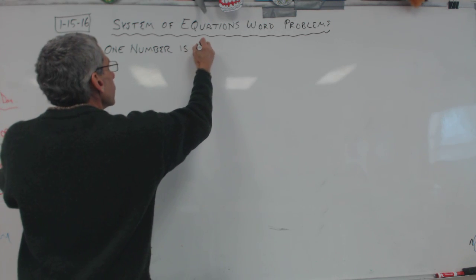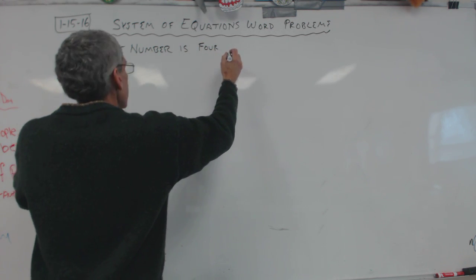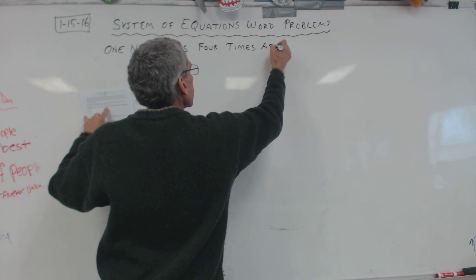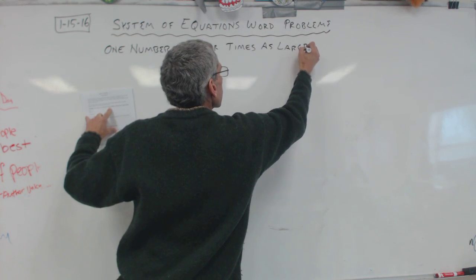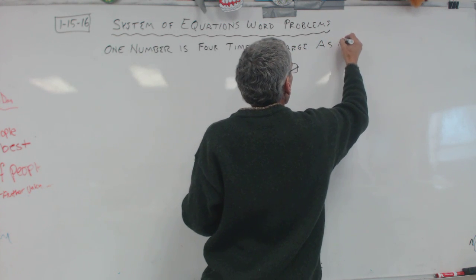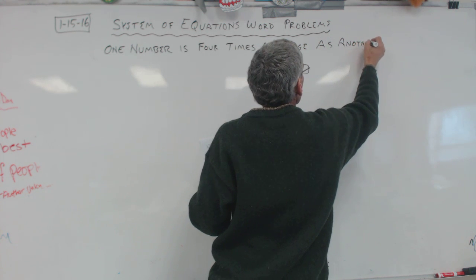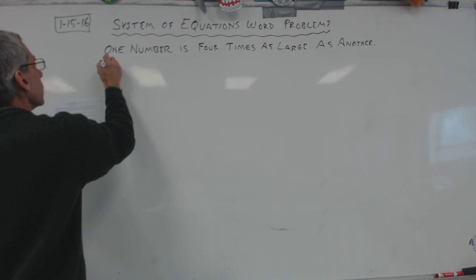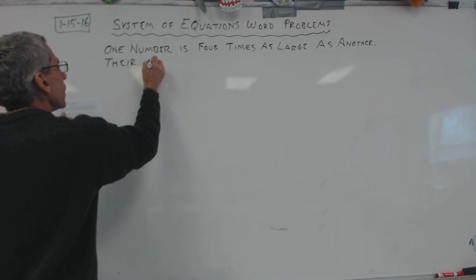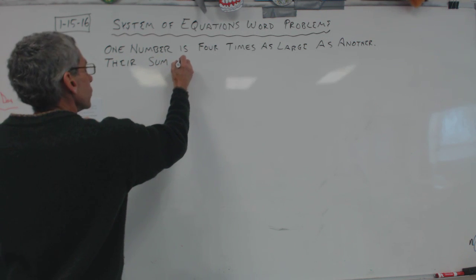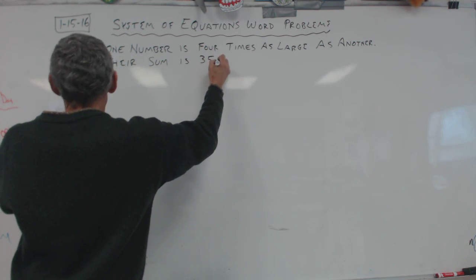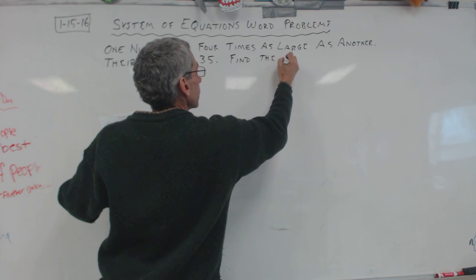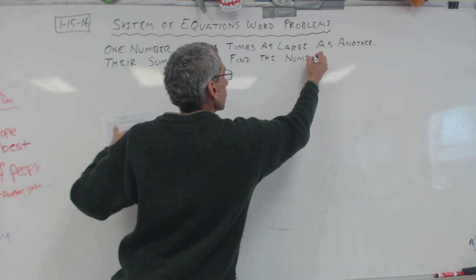is 4 times as large as another. Their sum is 35. Find the numbers.